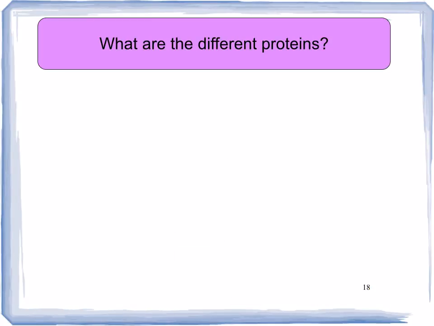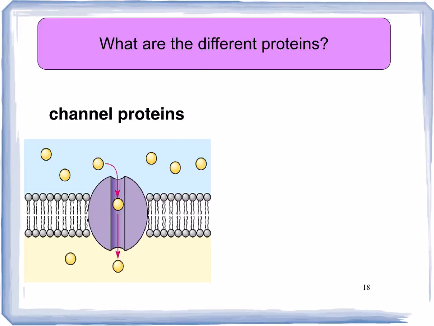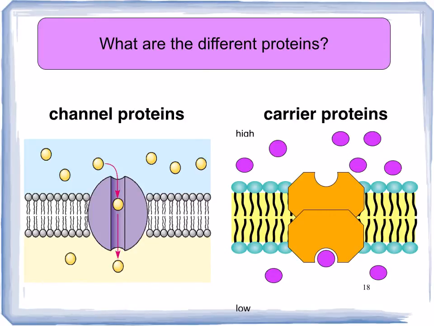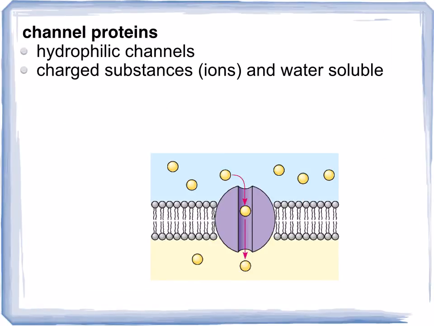Now there are many different types of proteins. The two we're going to look at are channel proteins and carrier proteins. So what's the difference between the two? Well, channel proteins form hydrophilic channels across the membrane. So they allow charged substances and water-soluble molecules such as glucose and amino acids to pass through them. And they're going to move from an area of high concentration to an area of low concentration.